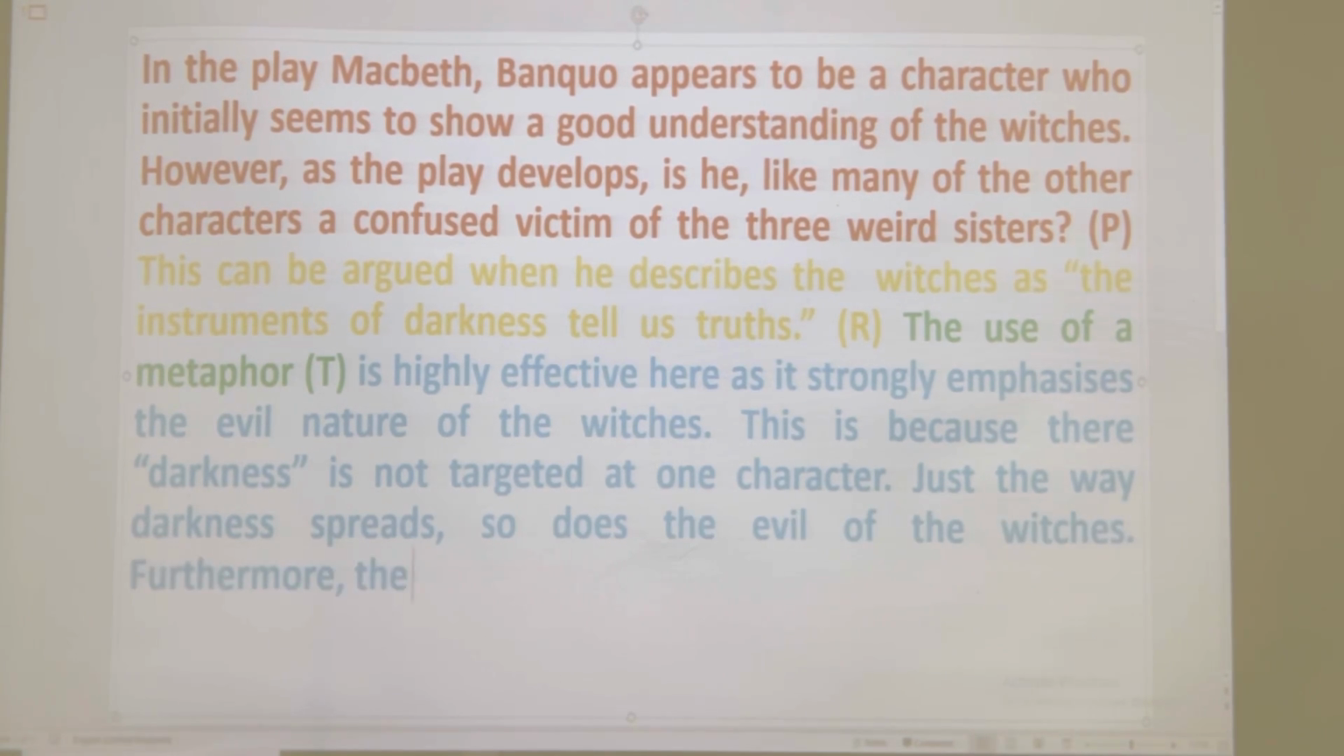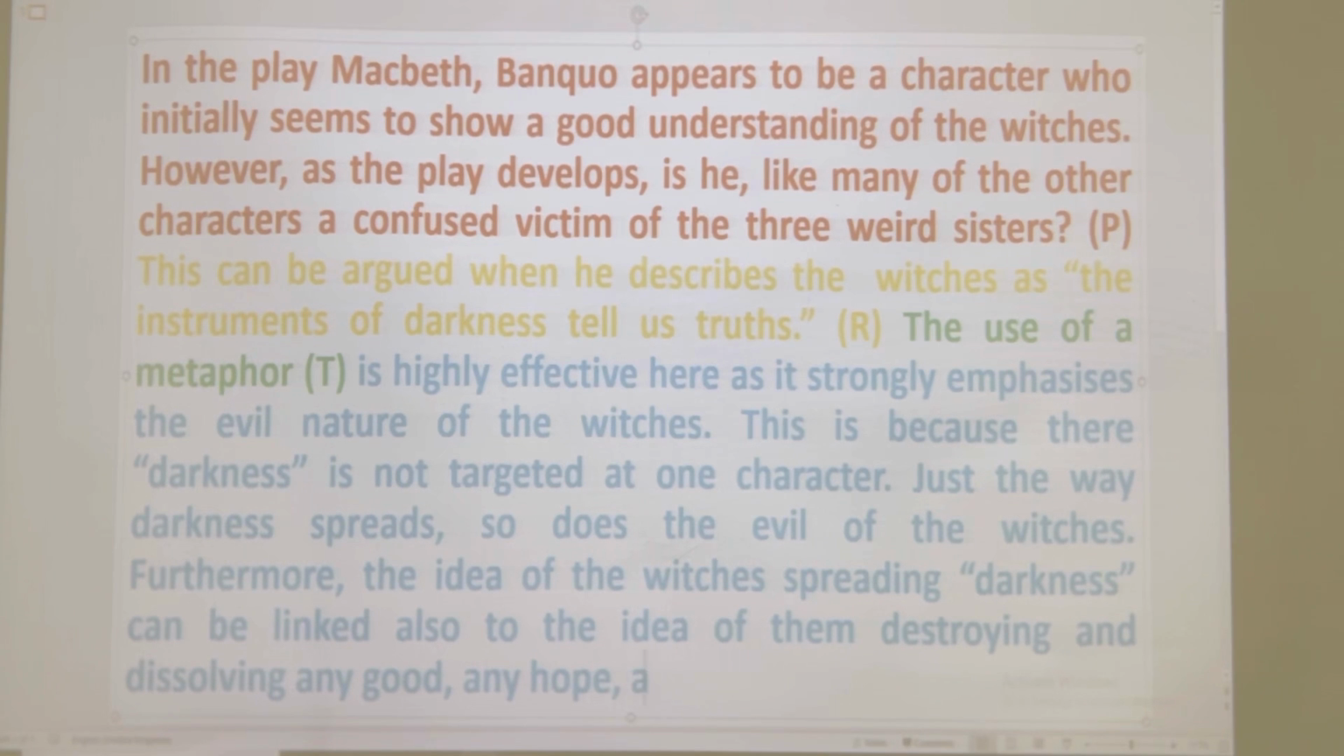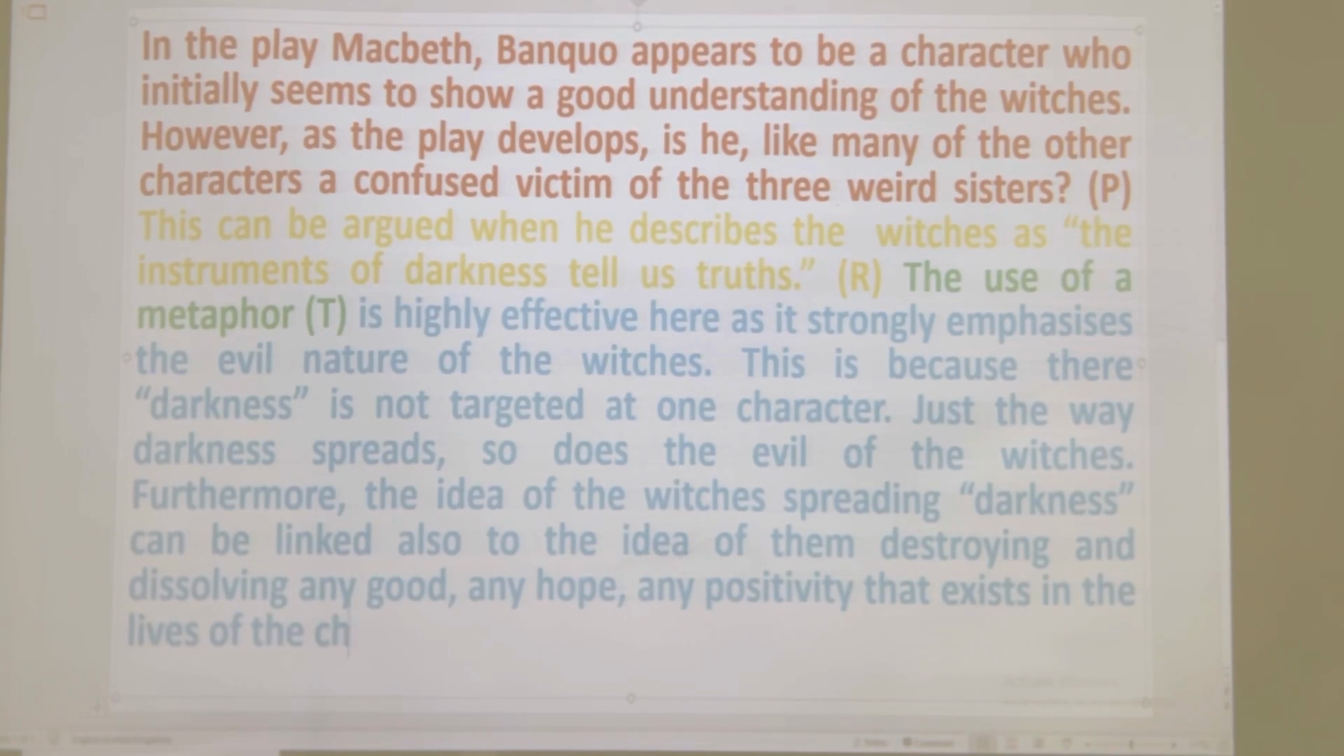Furthermore, the idea of the witches spreading darkness can be linked also to the idea of them destroying and resolving any good, any hope, any positivity that exists in the lives of characters, similar to how darkness destroys light. Alright guys, that is my first E complete.